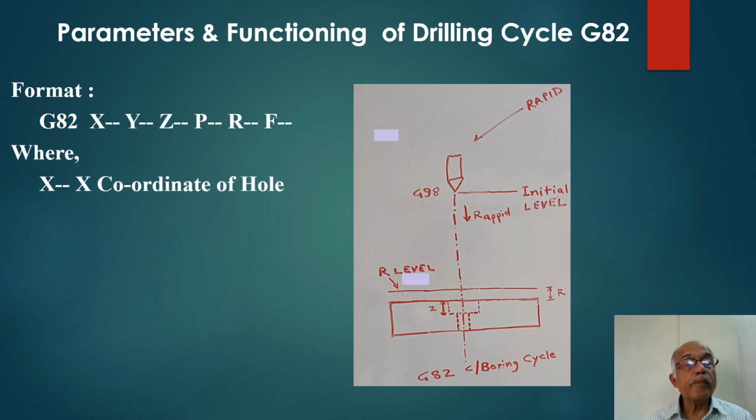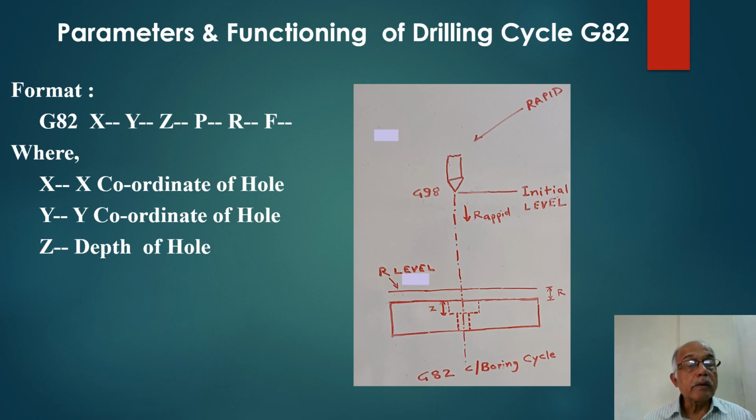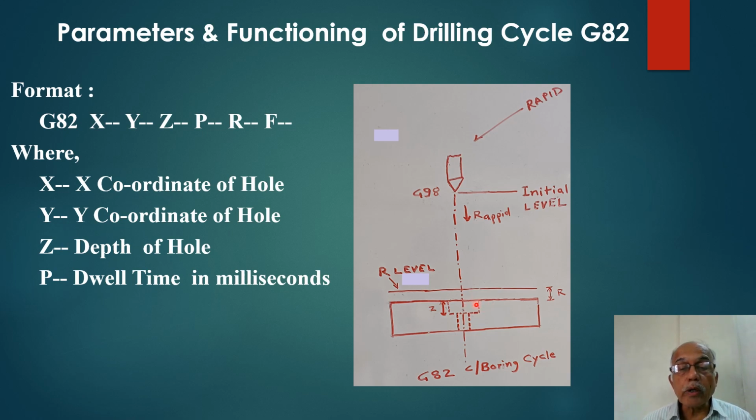In the parameters of cycle G82, X denotes the X coordinate of the center point of the hole to be drilled. Y denotes the Y coordinate of the center point of the hole to be drilled. Z is the depth of the hole. P is the dwell time in milliseconds. So here this is a counter boring operation.